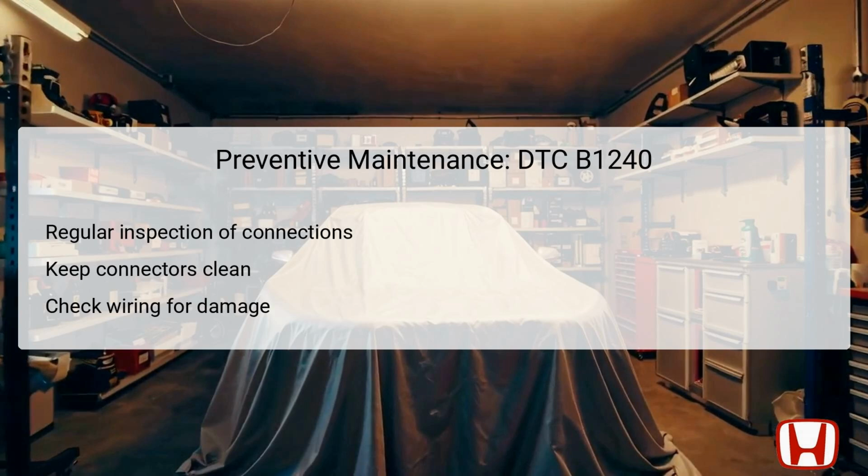Additionally, routinely checking wiring for damage, such as fraying or exposure, can help detect issues before they escalate into more significant problems. By prioritizing these maintenance tasks, you can enhance the reliability of your vehicle's climate control system and reduce the chances of similar DTCs occurring in the future.